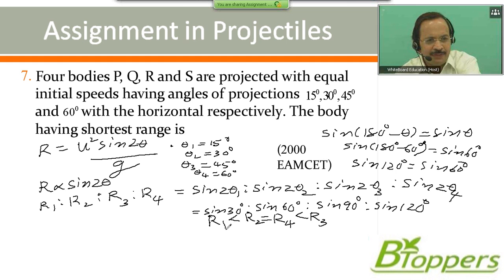That means out of the four objects, object P has the shortest range and object R has the maximum range. The second and fourth objects, Q and S, have equal ranges that lie in between. In case you are interested in copying the solution, you can pause and copy it. Otherwise, look at the next question, question number 8.